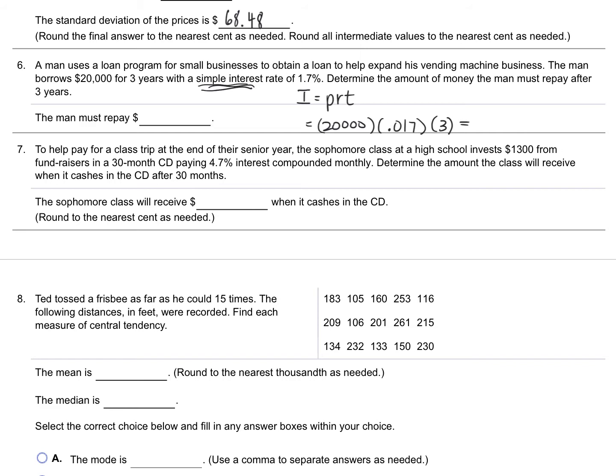So once you multiply all of those numbers together, you will get the amount of interest. So 20,000 times 0.017 times 3 is $1,020. That's the interest. Now remember, they want to know how much he must repay. He has to pay the interest, but he also has to repay the amount he borrowed originally, which is $20,000. So $20,000 plus $1,020 would give us $21,020. So again, remember to add up the original amount plus the interest to get the amount that he has to repay total.